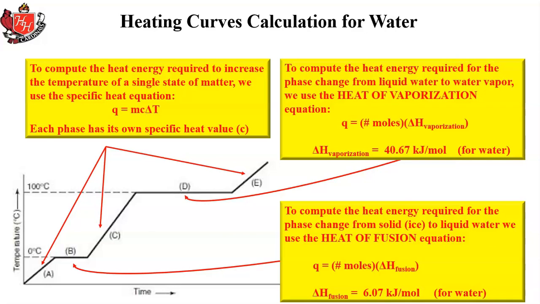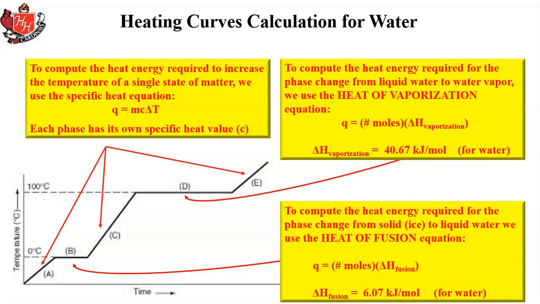Now, for the phase change areas where the lines are flat, you use a different equation. To compute the heat energy required for the phase change, going from ice to liquid water or from liquid water to steam, we use the heat of vaporization equation. This is for liquid water to steam, to vapor. That is heat equals the number of moles times the enthalpy of vaporization, delta H vaporization. The delta H vaporization for water is a known number. It's 40.67 kilojoules per mole. We're getting back into some of the terminology we used when we did thermodynamics.